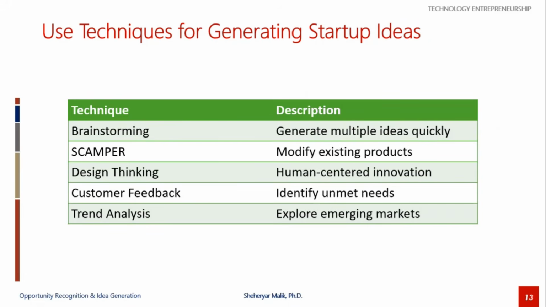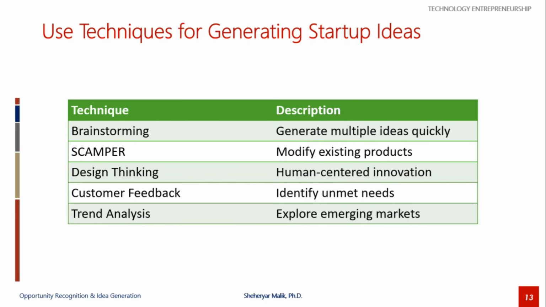Then the SCAMPER technique, a very famous technique which is used to modify existing products. We'll see this technique in detail later. And then design thinking, a very famous technique these days. It's a human-centered technique which focuses on everything from the ideation till the problem solving. We do have a complete module on design thinking. Then customer feedback. What are the unmet needs of the customer? You need to identify that. What are their frustrations, why are they unhappy, or why do they find it inefficient?